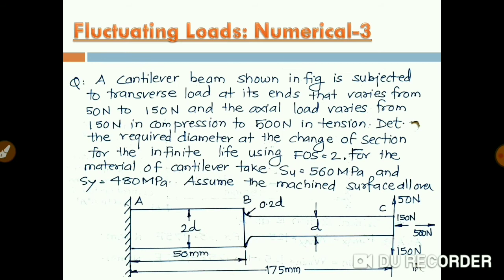Next problem. A cantilever beam as shown in the figure is subjected to a transverse load at its end that varies from 50 to 150 Newton. The axial load varies from 150 Newton in compression to 500 Newton in tension. Determine the required diameter at the change of section for infinite life using factor of safety equal to 2. For the material of the cantilever, take sigma U, that is ultimate stress, as 560 megapascal and yield stress as 480 megapascal. Assume machine surface finish all over.